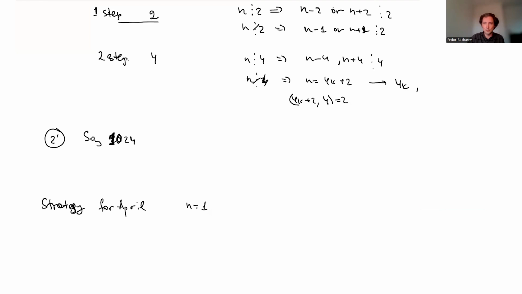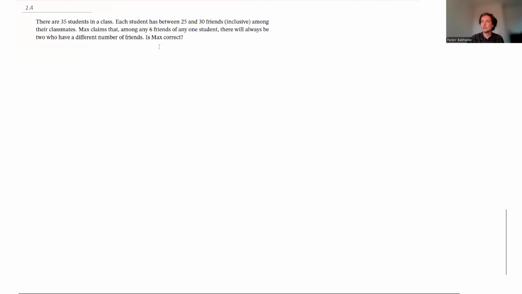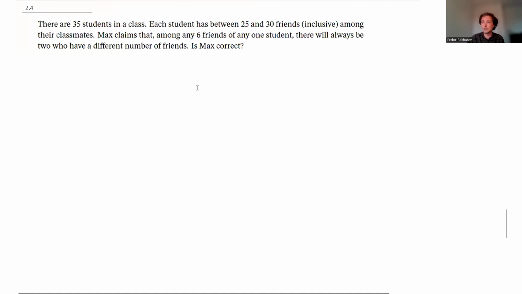If you have any questions about this problem, you could ask in chat, and we could switch to the next one. So problem number 4 is about a graph. I think this problem is quite difficult, so it is necessary to perform several steps.